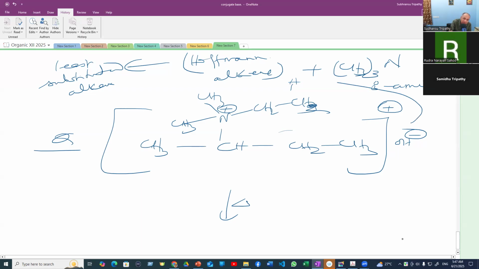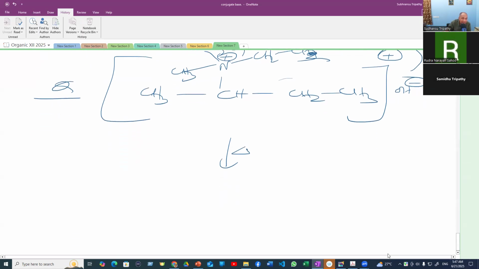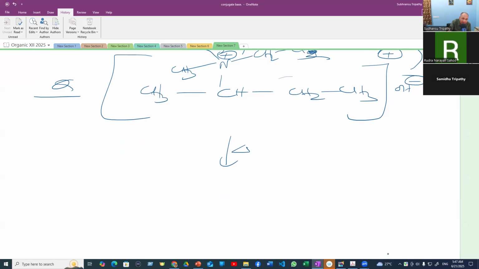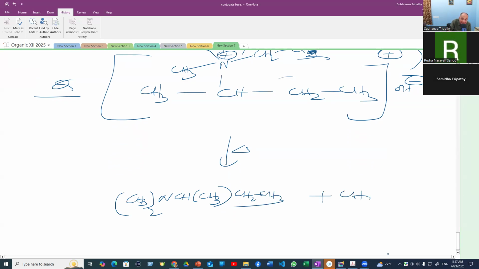So OH minus will be attacking here, this bond will come here. So the major pair will be dimethyl sec-butylamine plus ethylene. This pair is the major.